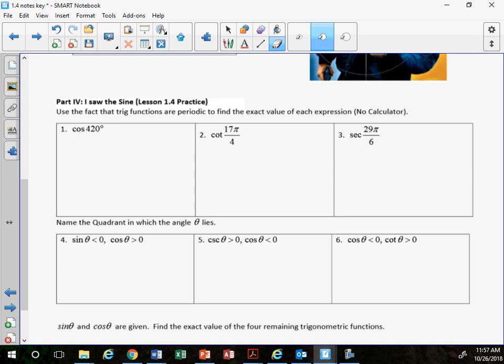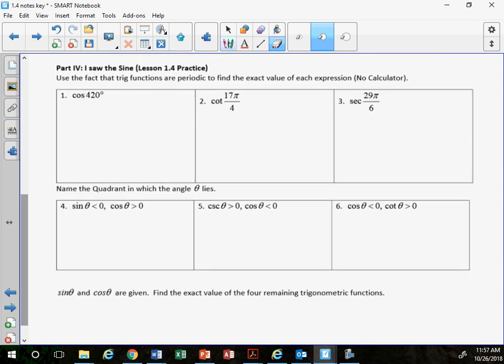Okay, so we are jumping all the way to this part 4 on the next page. Look at these 3 problems. Cosine of 420, cotangent of 17 pi over 4, and secant of 29 pi over 6. Are those values on your unit circle? No, those are more than one time around the circle, right?